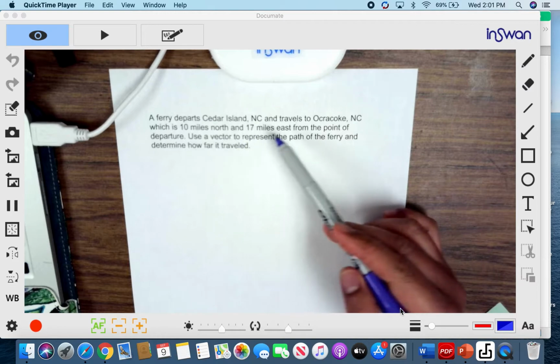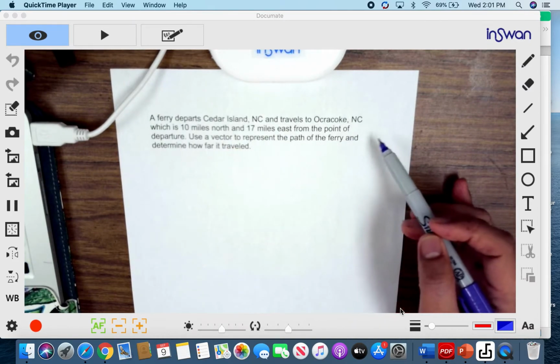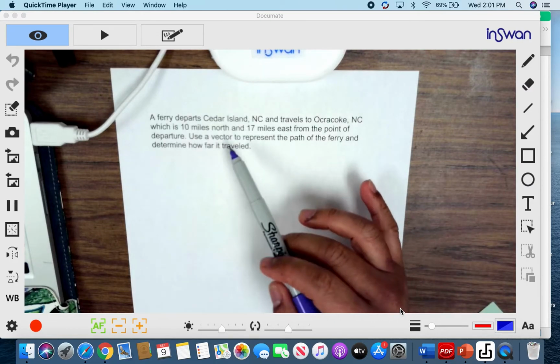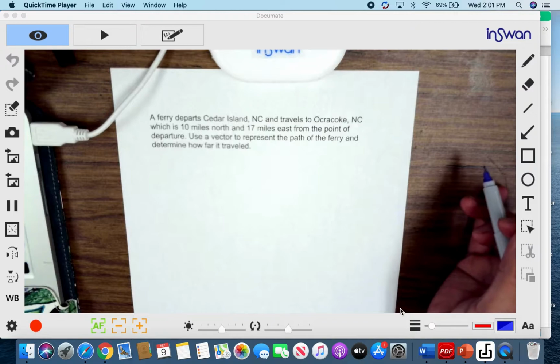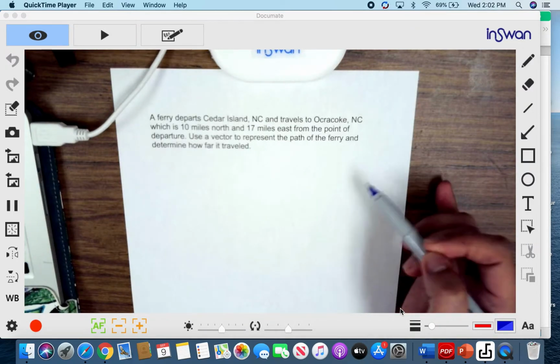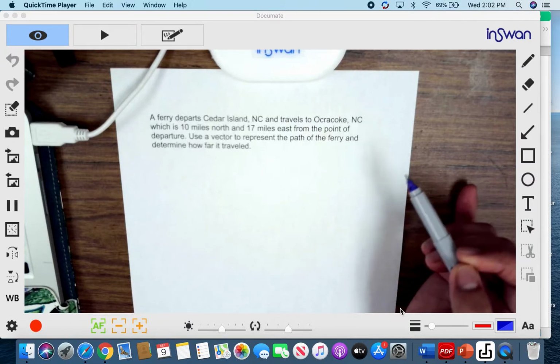So there is a ferry which departs from Cedar Island in North Carolina and travels to Ocracoke, and is 10 miles north and 17 miles east from the point of departure. Now we're asked to use a vector to represent the path of the ferry and determine how far it traveled.